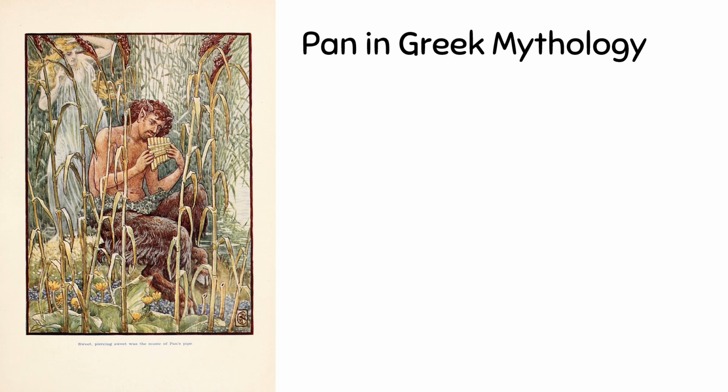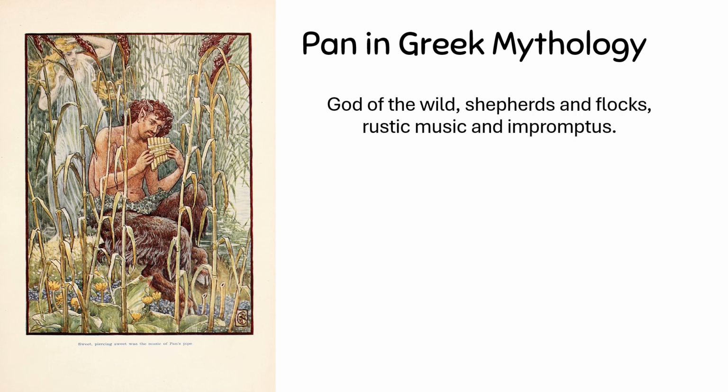Now, what I'd like to take you to next is perhaps some contextual understanding of pipes and the types of music that's created, because I think there is a reference here to the Greek mythology that Blake would have been very well aware of. Now, Pan was a god, and as a Greek god, he was the god of the wild and of shepherds and flocks and of rustic music and impromptus, music that's created quite naturally.